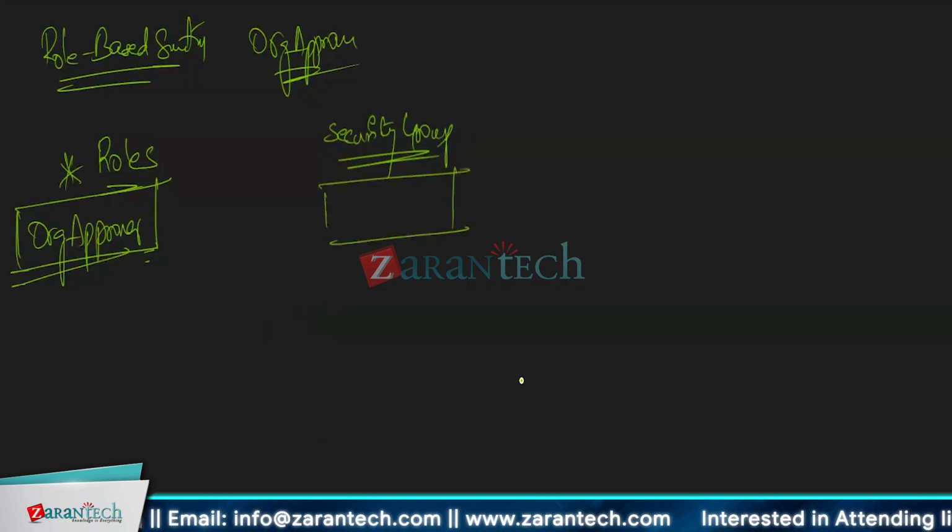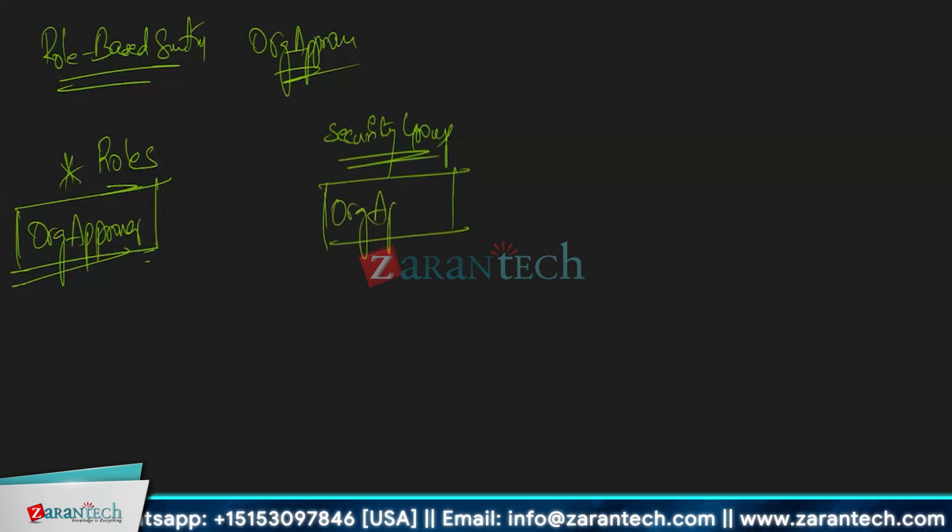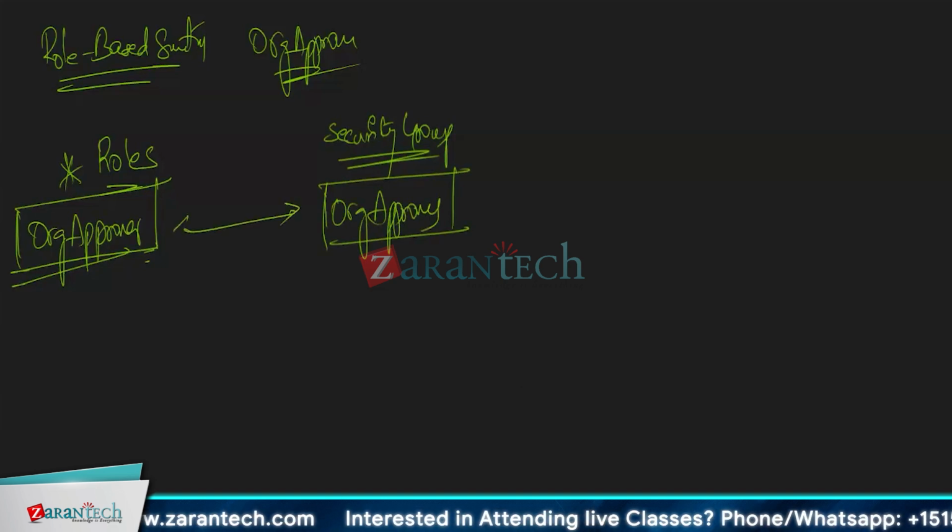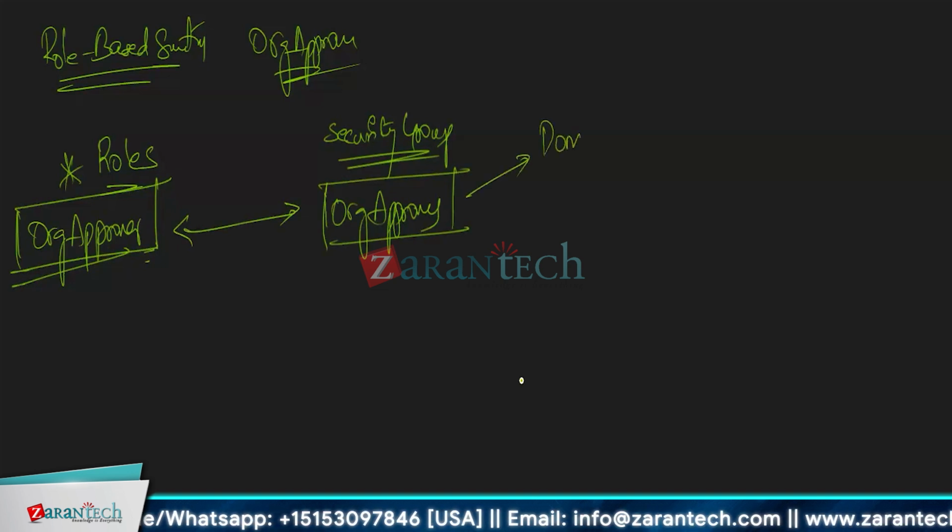Now what you will do is you will create a security group with the same name, and that is a general Workday standard. So you'll also call it org approver. The security group also you'll call org approver, and then you will link the security group with this role. And here the security group will be given access to domain security policies.